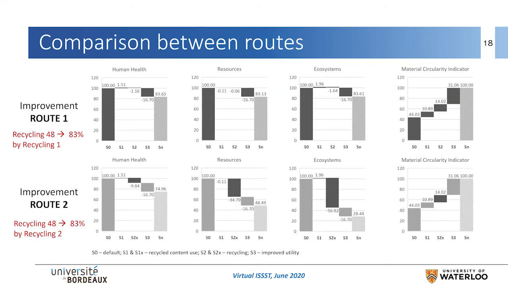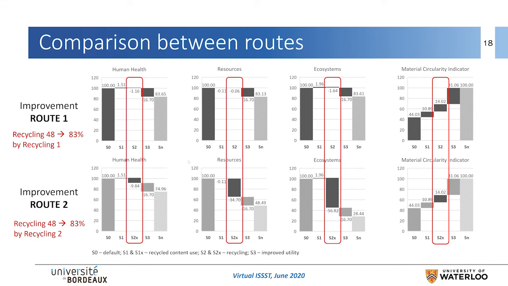Now, in this case, we compared two different routes. Specifically, we looked at what if we applied different recycling technologies that happen to have the same efficiencies. So, we jumped from 48% to 83% from the default scenario to the recycling improvement route. And as you can see, first for material circularity indicator, given that the efficiencies are similar, we have identical improvement of circularity, but on the other hand, the environmental impacts are much different.